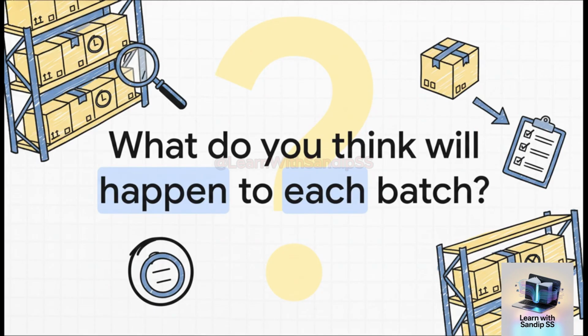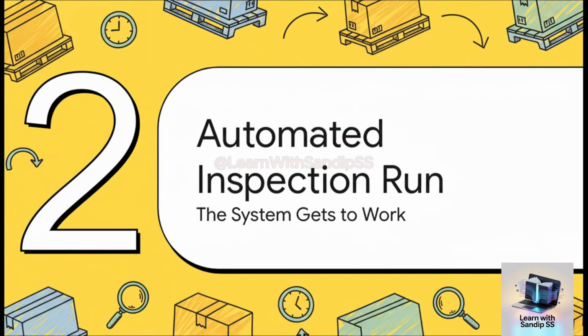All right, quick gut check. Before we move on, just take a second and make a prediction. Based on everything you just saw, what do you think the system is going to do with each of these 3 batches when we kick off that automated report? Okay, prediction time is over. Let's fire up the system and see what actually happens. We're about to watch how it crunches this information and what it decides to do all by itself.